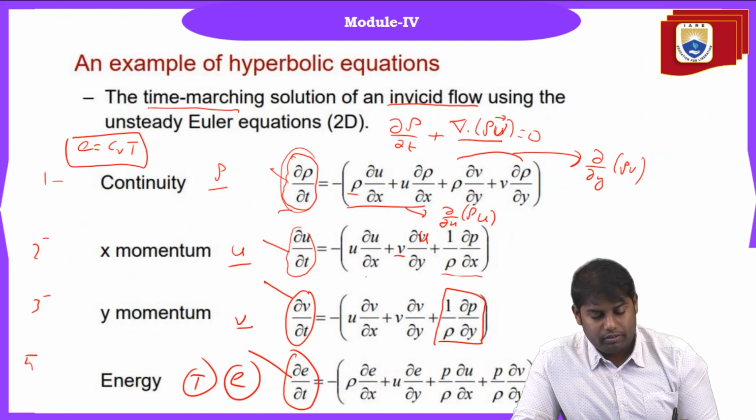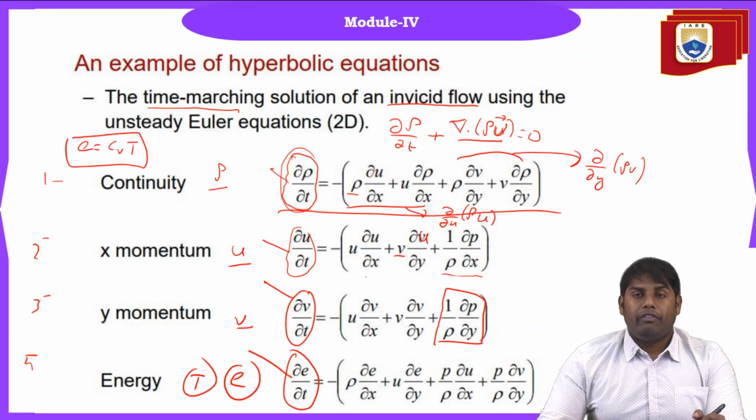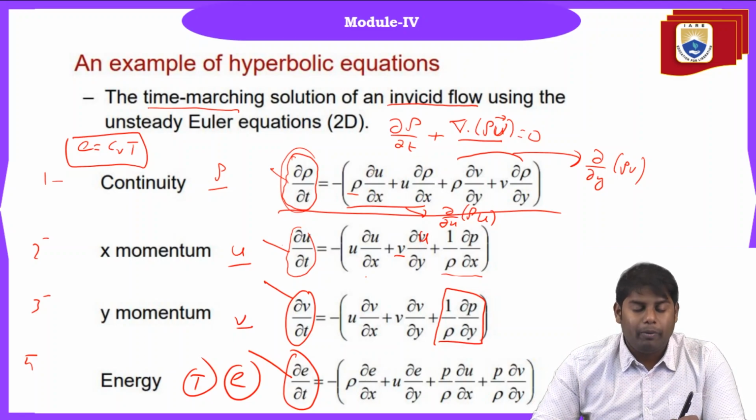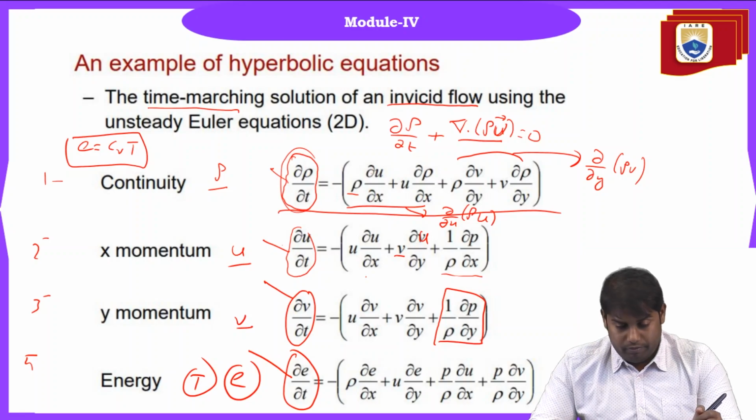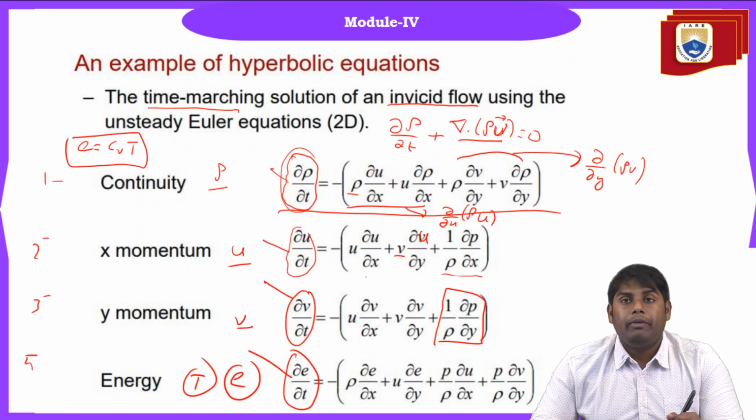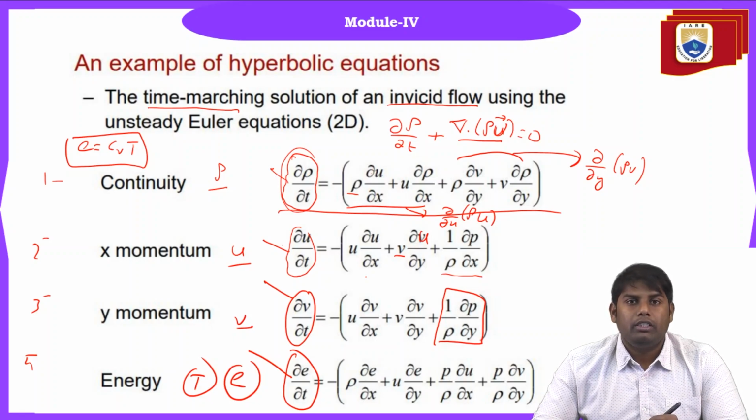The first equation. We will discretize this ∂ρ/∂t equation and then derive it. I will show you. Please remember, this ∂ρ/∂t equation is nothing but ρ ∂u/∂x plus u ∂ρ/∂x plus ρ ∂v/∂y plus v ∂ρ/∂y.